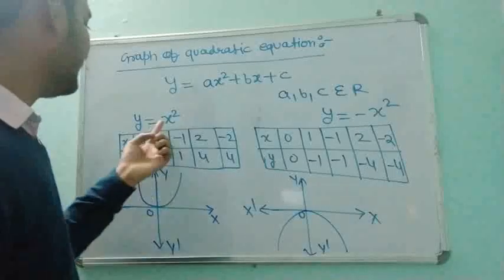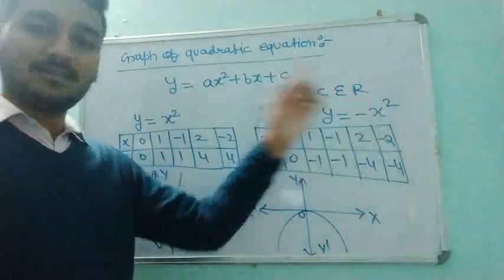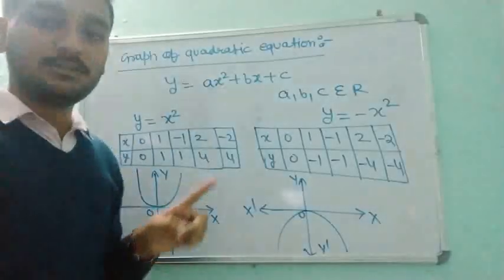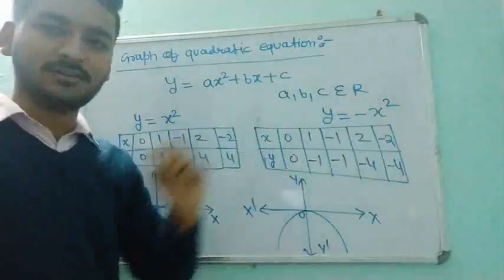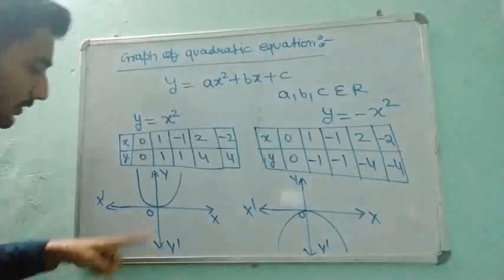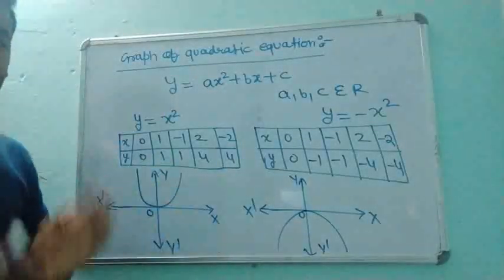Because y equals x square and y equals minus x square are quadratic equations, since here x is raised to the power 2. So this is a quadratic equation, and this is also a quadratic equation. So the graph is like this.